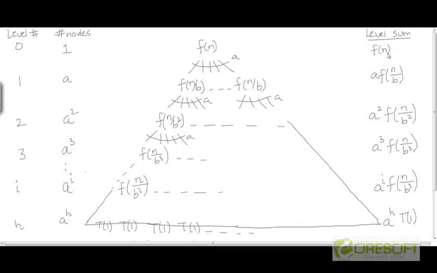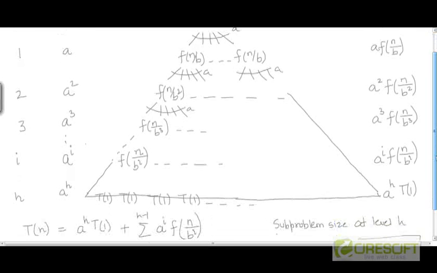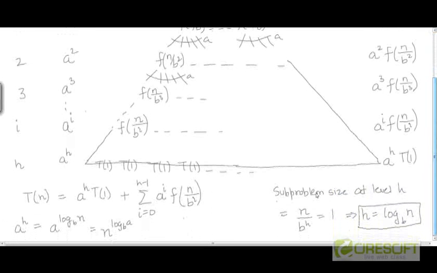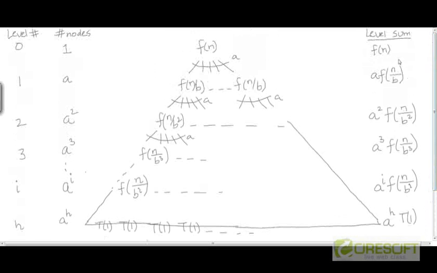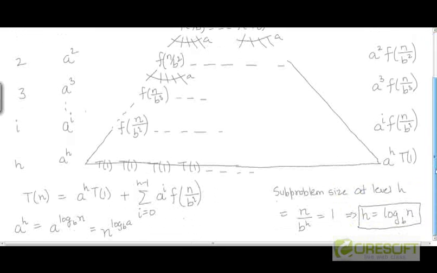In the case where all these terms were constant, where we simply had to take any of these and multiply them by the log of n, you would have expected a to the power h times t of 1 to have the same rate of growth as any of these terms, including f of n. So in that case, you would have expected f of n and n to the power log of a base b to have the same rate of growth.